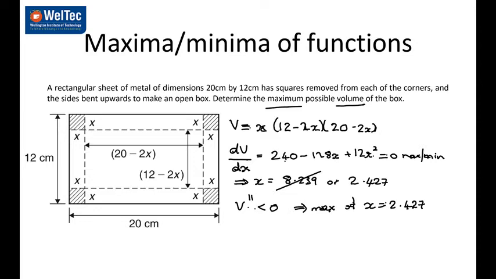It does ask you to find the volume, so you need to read the question. All we need to do with the x value now is put it back into the volume expression and find that the maximum volume is equal to 262 and a bit. And look at the units, it's centimetres by centimetres, so it will be centimetres cubed.